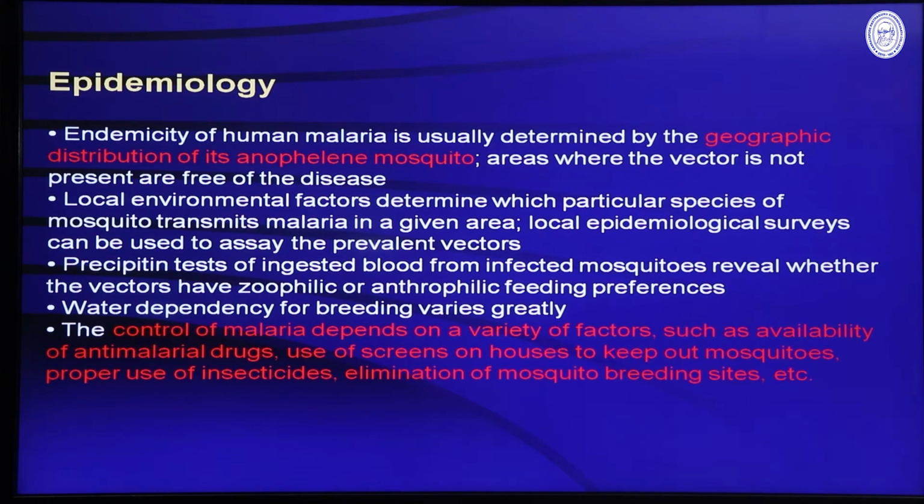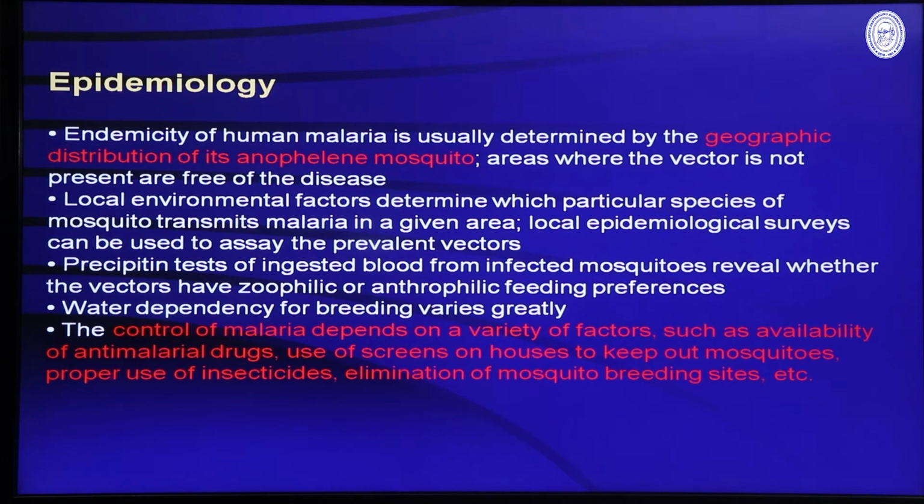The local environmental factors having a particular species of mosquito that transmits the disease, the local epidemiological surveys can be used to assay this and prevent the vectors. So it is better to kill a mosquito than kill a human being who has the disease. In the very first few slides, I have already discussed how the propagation of this disease can be stopped, not just by not allowing the mosquito to bite a human being.